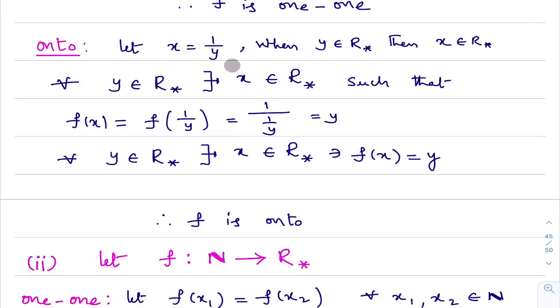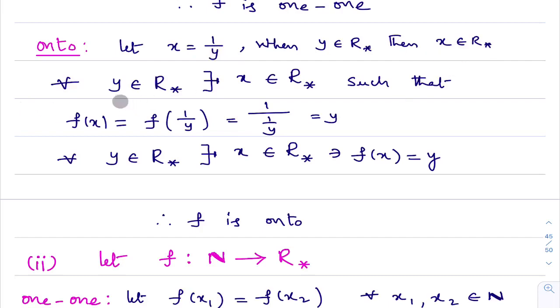What did I do here? I took x as 1 by y. Listen to this carefully. Observe that y is a non-zero real number, then x is also a non-zero real number. This function is from R star to R star. When y is a non-zero real number, 1 by that non-zero real number is x, so x is also a non-zero real number. I took x equal to 1 by y.